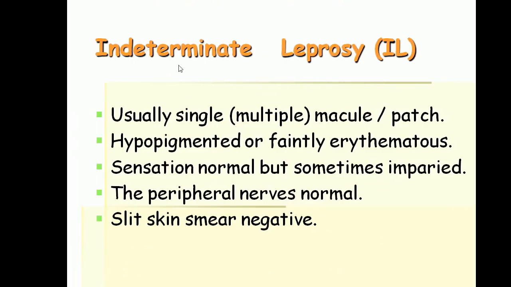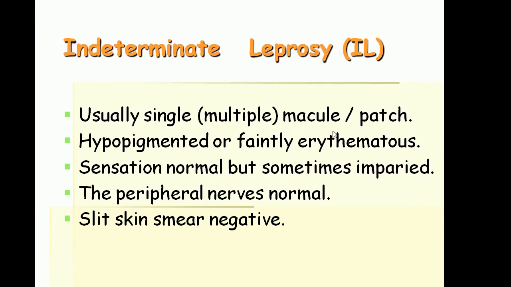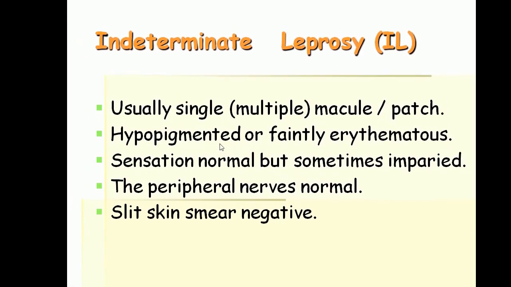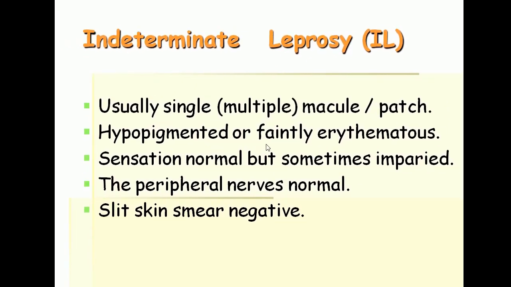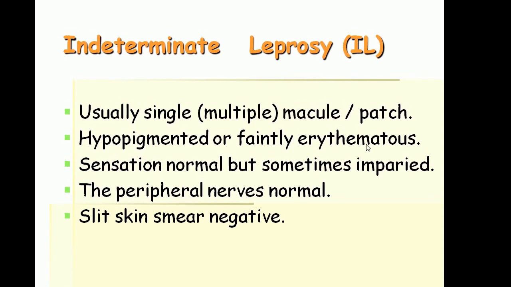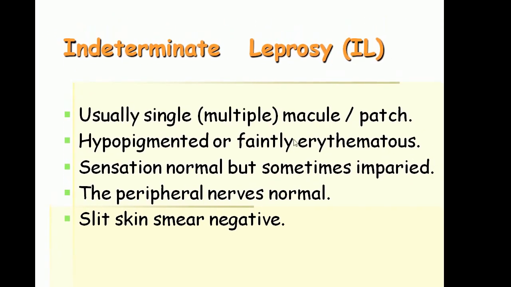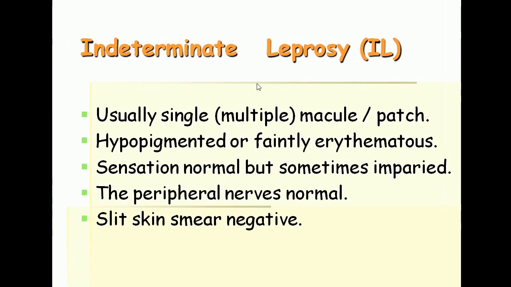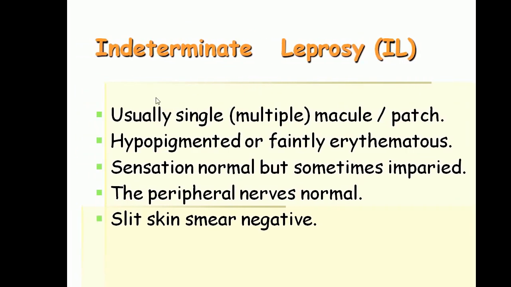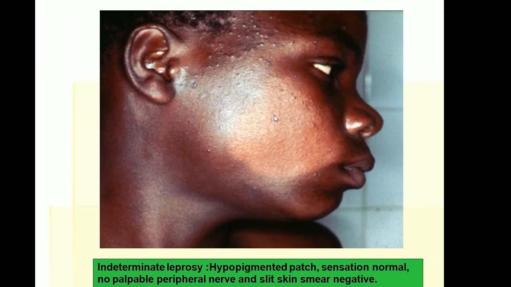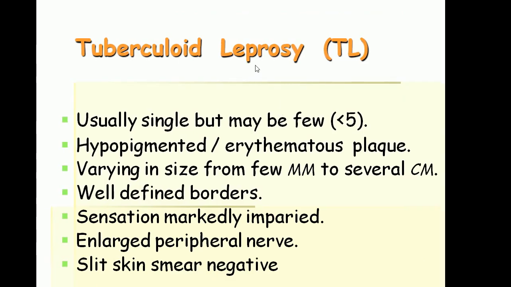There is another type of leprosy called indeterminate leprosy, in which there is a single macule or patch, which is hypopigmented, meaning less pigmented than the skin, but faintly erythematous. The sensation is normal, but sometimes it's impaired, and it cannot be determined whether it's tuberculoid or lepromatous. At that time, it's called indeterminate leprosy. This is an example of indeterminate leprosy.